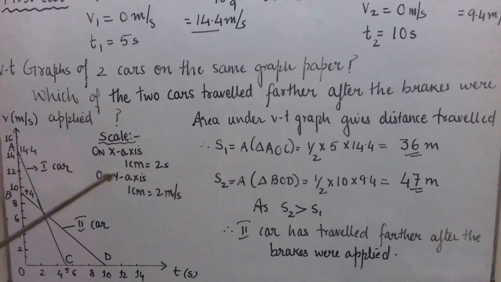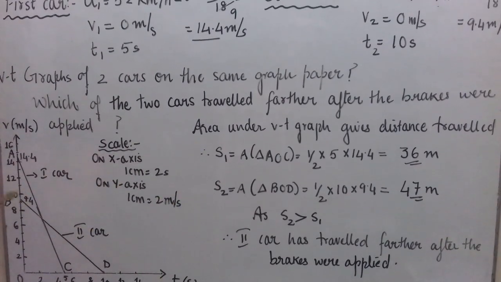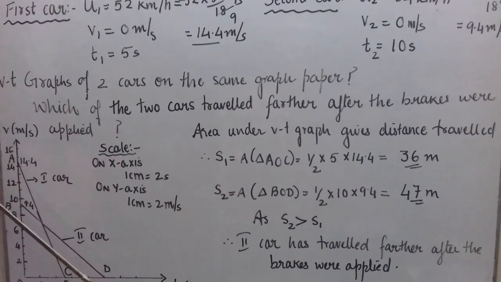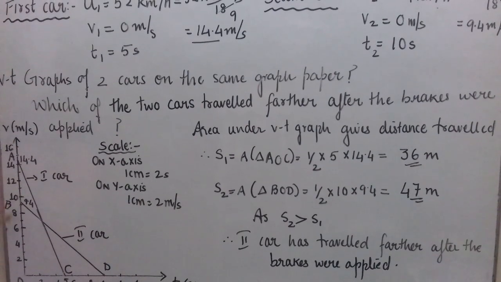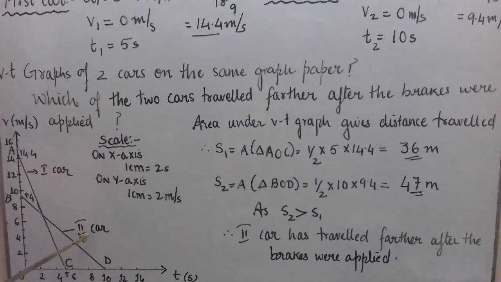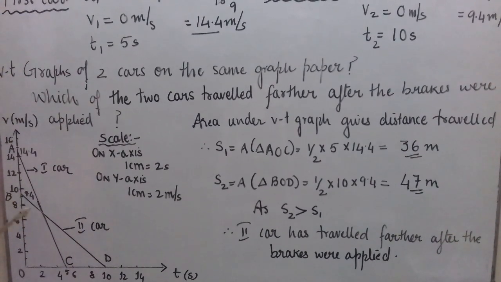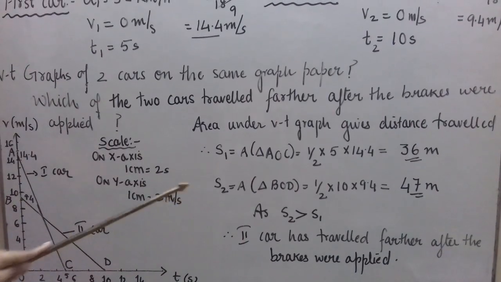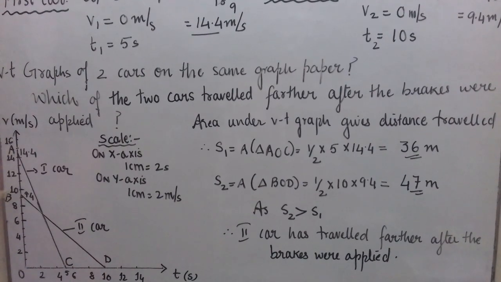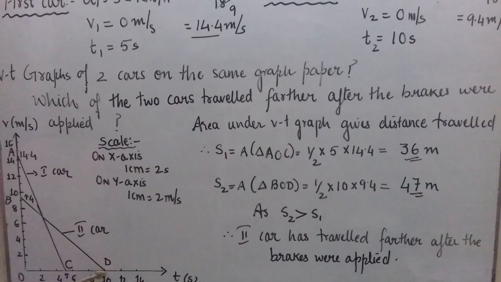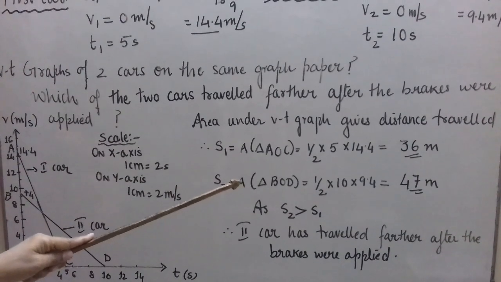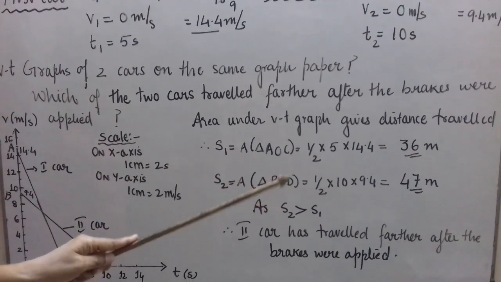Similarly, to find the distance covered by the second car, we'll see the graph. This BD is the VT graph for the second car. So the area under BD, that is the area of triangle BOD, will give us the distance traveled, S2, by the second car after the brakes were applied. In a similar manner, S2 is half into base into height, half into OD into OB. Half into OD is 10 into OB is 9.4. After simplification, the answer comes out to be 47 meters.